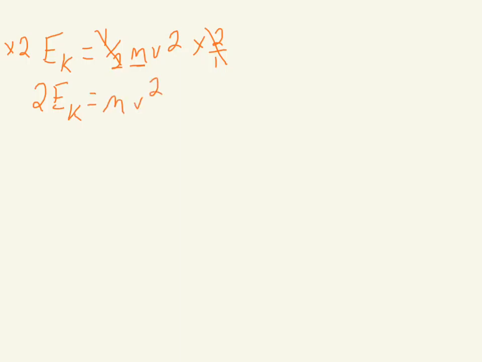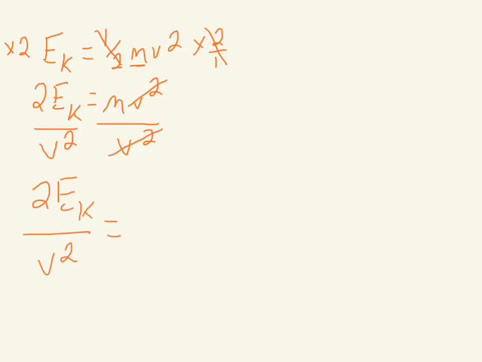Now how do you get rid of that v squared? Well, let's divide by v squared. Whatever I do to one side I do to the other. Divide by v squared, so cancel, and we get 2EK over v squared equals m. So there's the first way to manipulate the formula to find mass.